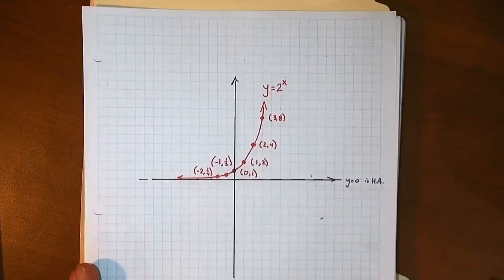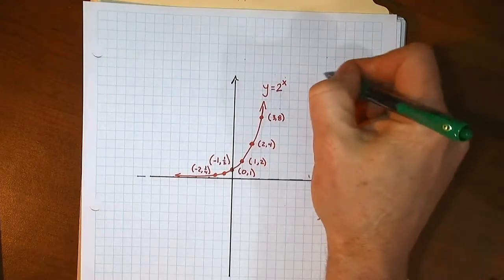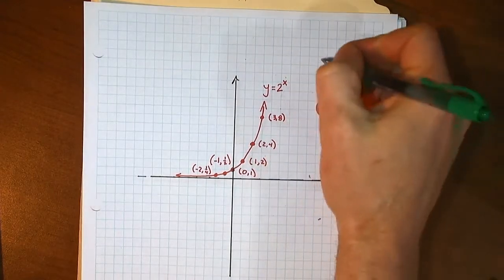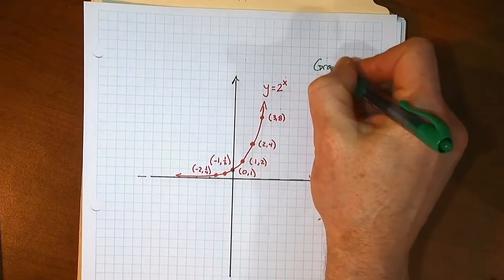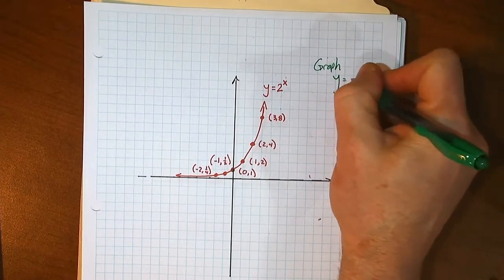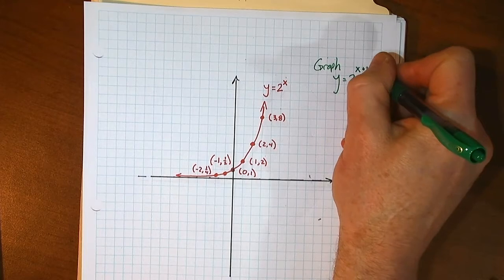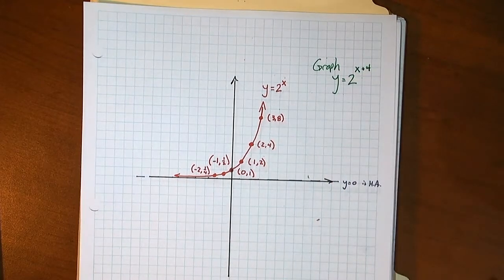So here we go. There's my equation. What I want to do here for this second example, and again, you might need to pause the video to make a graph here real quick, is make a graph of y equals 2 raised to the x plus 4 power. Okay, so maybe pause the video, think about that for a second.